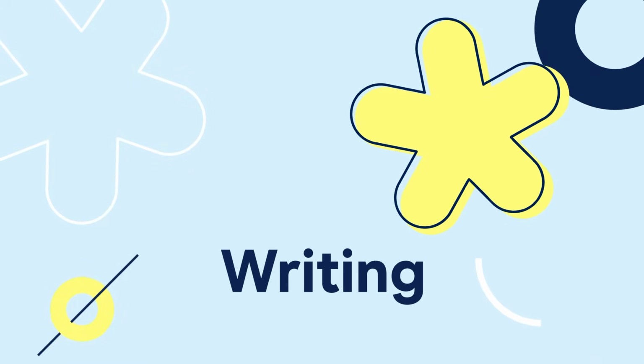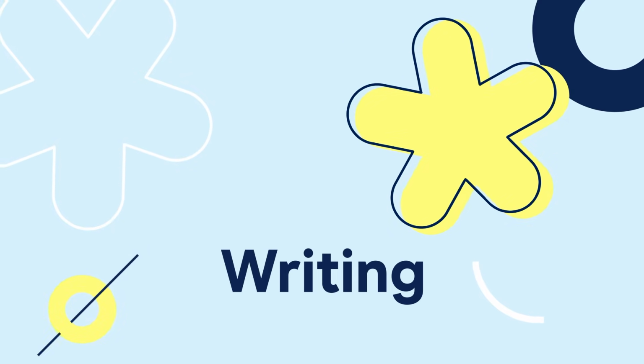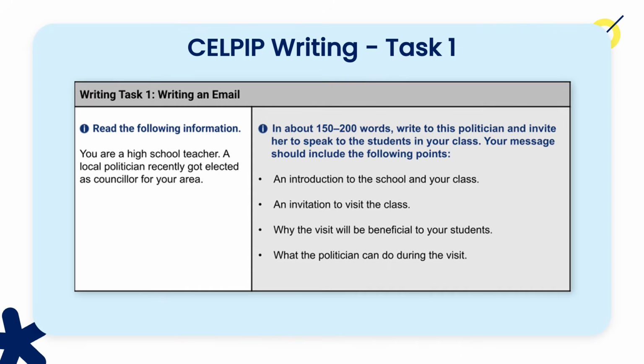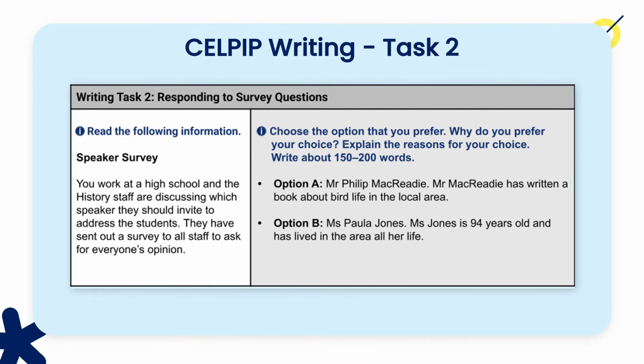Okay, the third section, writing. The time allotted for the writing test is 53 minutes, and you'll have to complete 2 tasks. Task 1, write an email. And Task 2, respond to survey questions. Here's a few tips for the writing section. Plan your response, stay on topic, and always check your writing before submitting it.